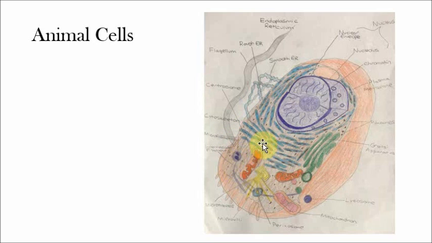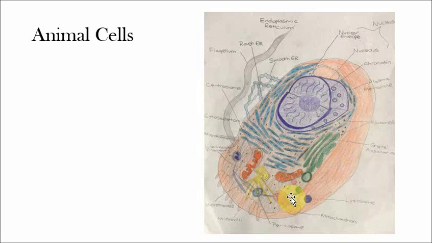Next, we have the mitochondria, which are where cellular respiration happens. That's known as the powerhouse of the cell. It takes glucose and other materials and uses them to give the cell energy, and so that's what these mitochondria look like.